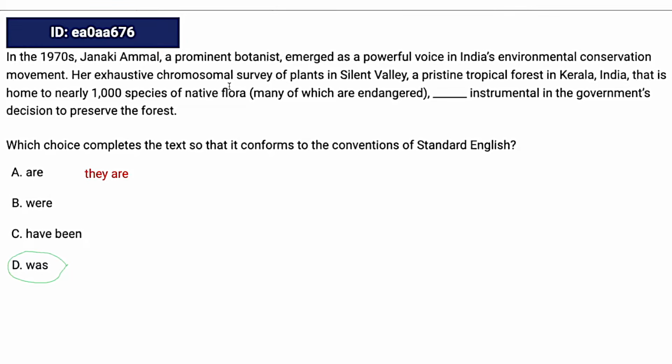Her exhaustive chromosomal survey of plants in the Silent Valley was instrumental. Okay, so you're going to notice I skipped all this stuff. If you have a big parenthetical like this, basically I recognize that we had a comma, an explanation of what the Silent Valley is, and then another comma. All that stuff is non-essential information, so we can skip through it. We could also think her survey of plants was instrumental in the government's decision. And that makes sense, right?